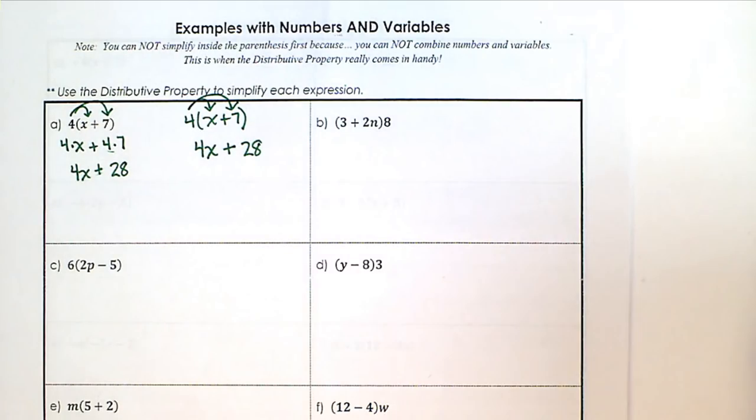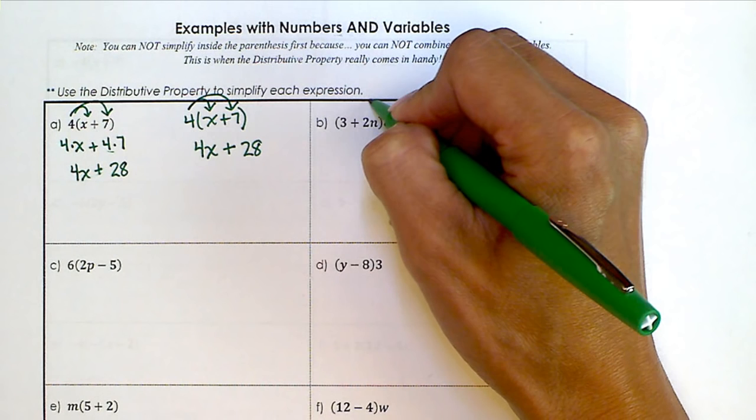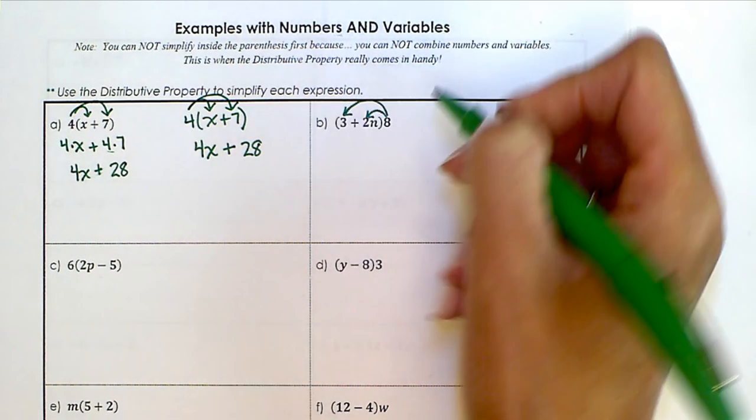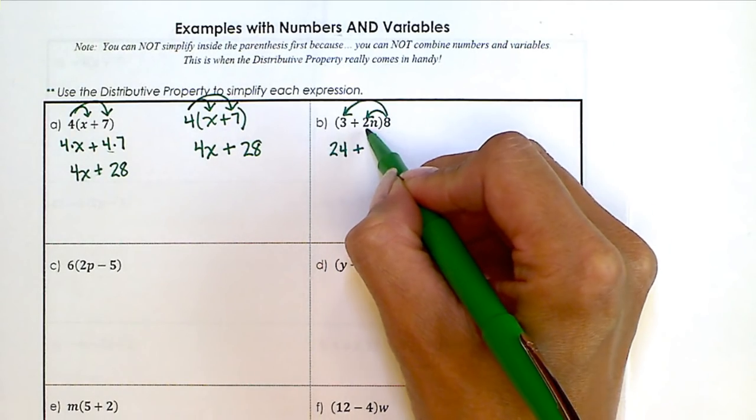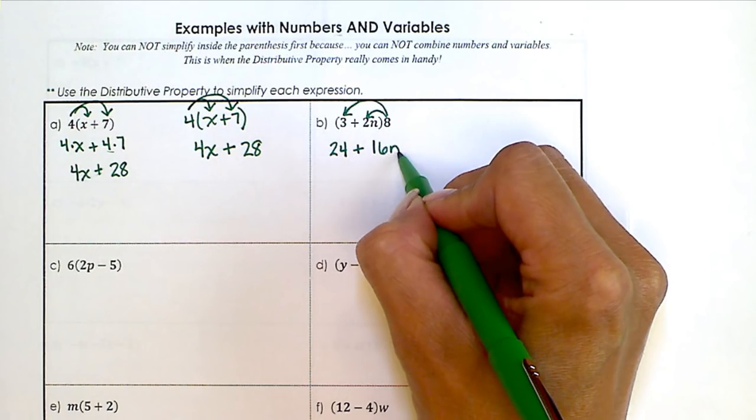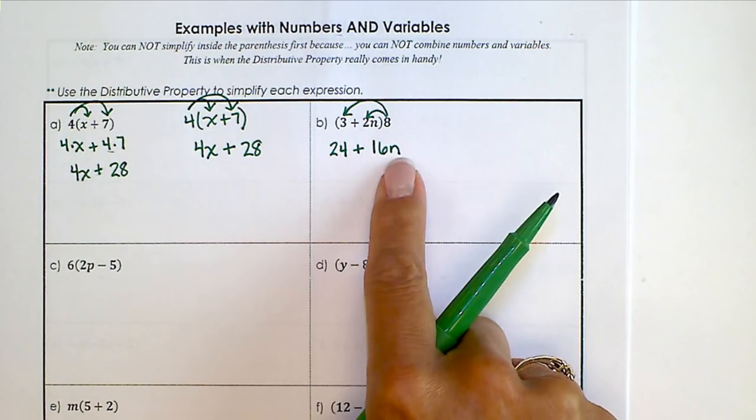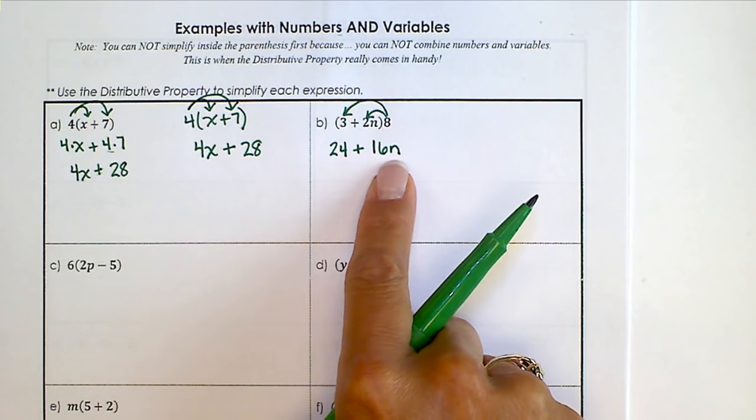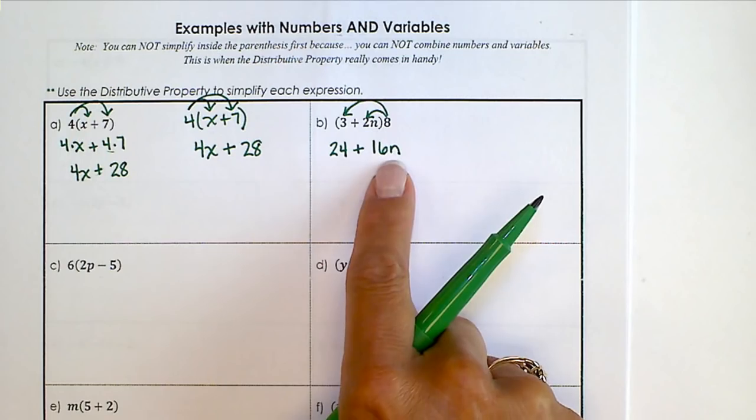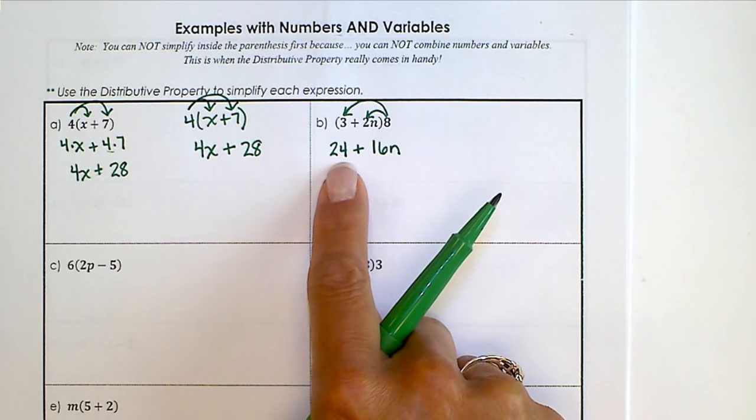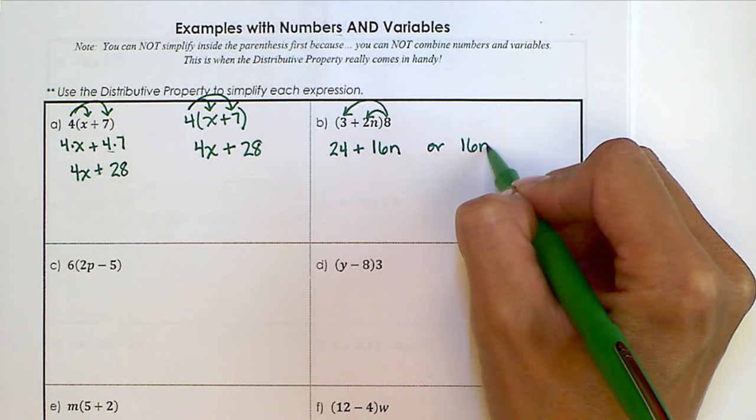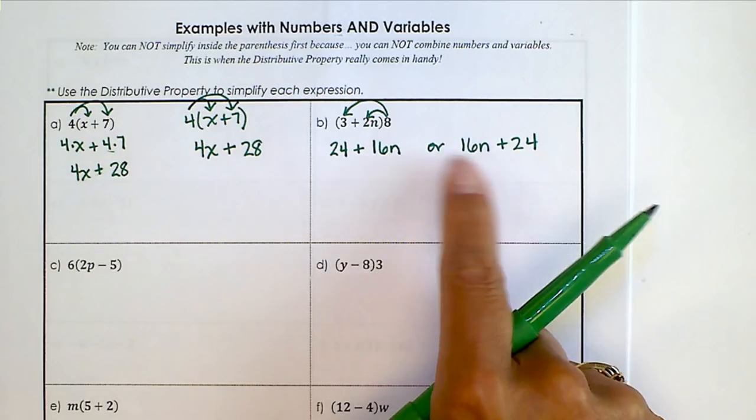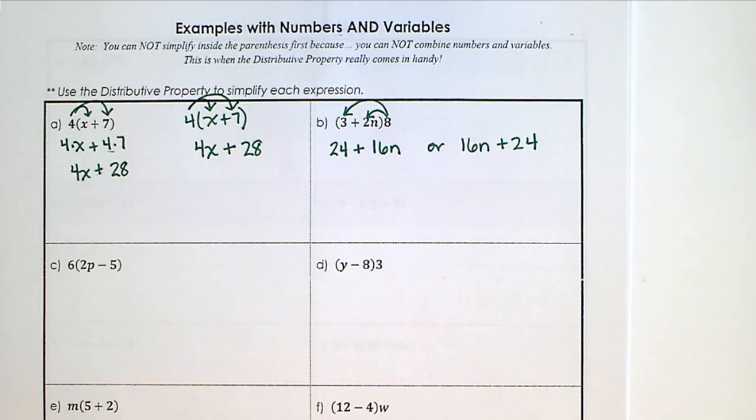Now for letter B, we're still distributing, but we're distributing backwards. And we get 8 times 3 is 24 plus 8 times 2n is 16n. However, some teachers, if you see 24 plus 16n, like for you to rewrite that so that anything with a variable goes first and anything with just a plain number, a constant, is going to go last. So you can keep it like this, or you can write 16n plus 24. Either one of these answers is correct.